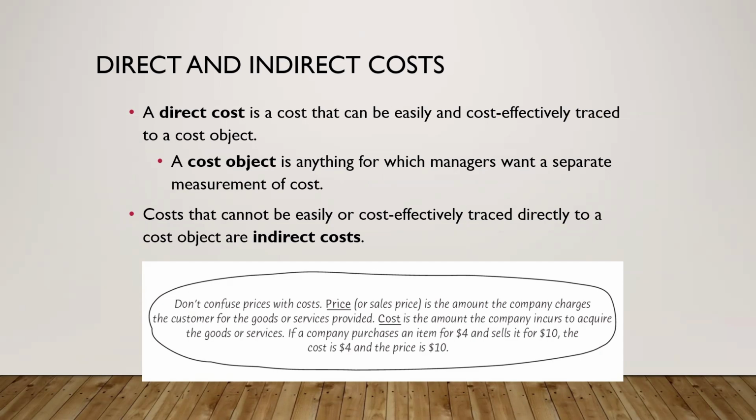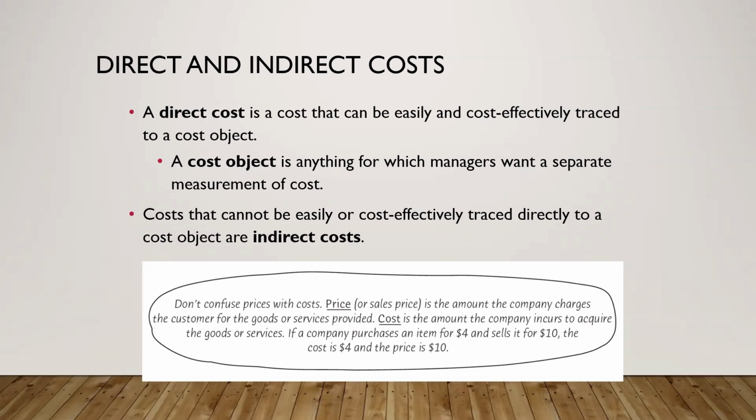So what is a direct cost? A direct cost is a cost that can be easily and cost-effectively traced to a cost object. A cost object is anything for which managers want a separate measurement of costs, and may be a product, department, sales territory, or activity.